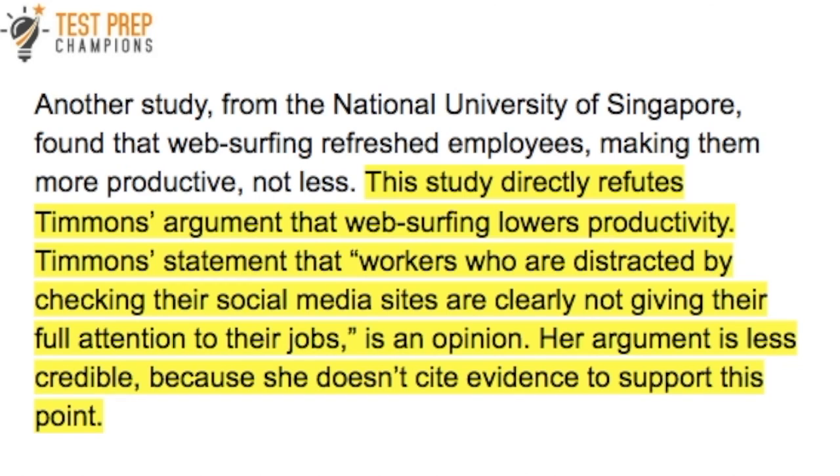And so then you could expand on this and say something like this, and this is just an idea I had. You could say something like, this study directly refutes Timmons' argument that web surfing lowers productivity. Timmons' statement that, quote, workers who are distracted by checking their social media sites are clearly not giving their full attention to their jobs, end quote, is an opinion. Her argument is less credible because she doesn't cite evidence to support this point, all right? And so you could just do something like that as an example here to expand on this topic sentence.